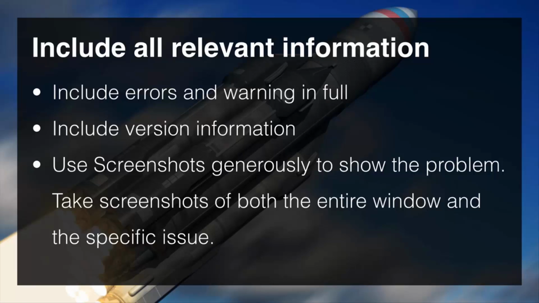Make sure you use screenshots generously to show the problem. Take the screenshot of both the entire window so that we can see your inspector and your hierarchy. Those are important information when you've got an object selected, as well as a smaller screenshot of the problem you're having itself. Sometimes a screenshot isn't appropriate, it's not suitable. Use your judgment to see whether you should use a screenshot. Most of the case, if you've got a visual problem in the game, a screenshot always helps, and it never hurts.